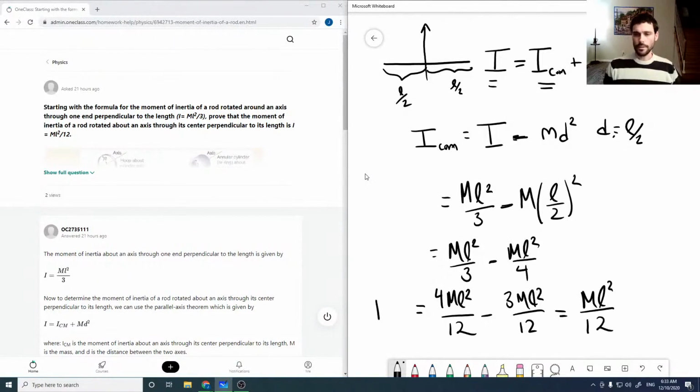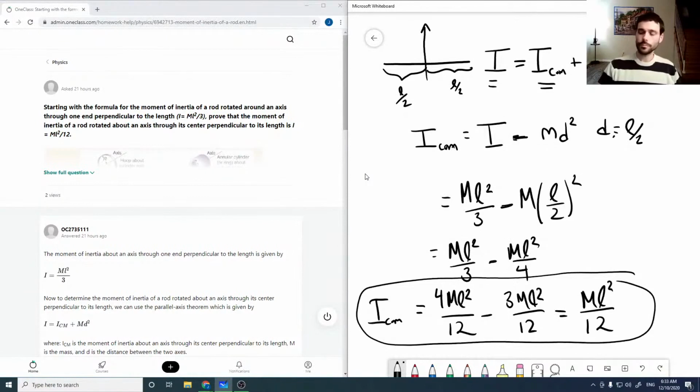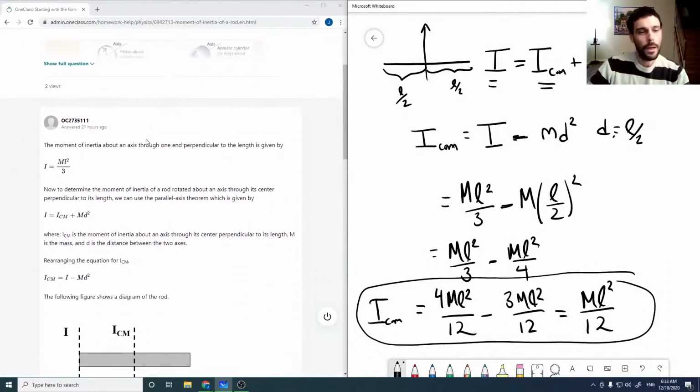And so our I about our center of mass is just ml squared over 12, which is what we were asked to prove, so presumably that's the right answer.